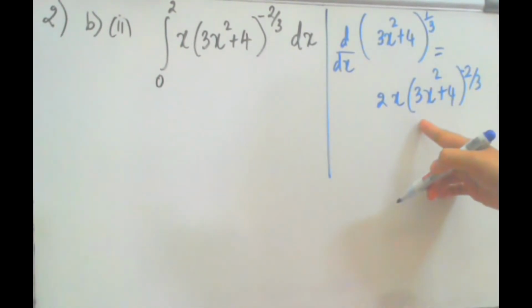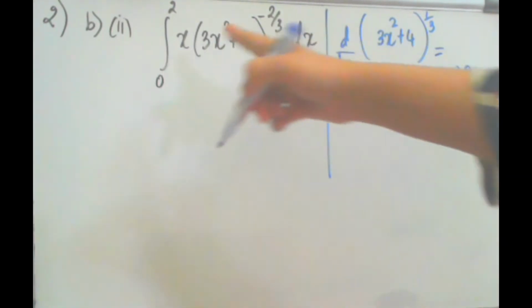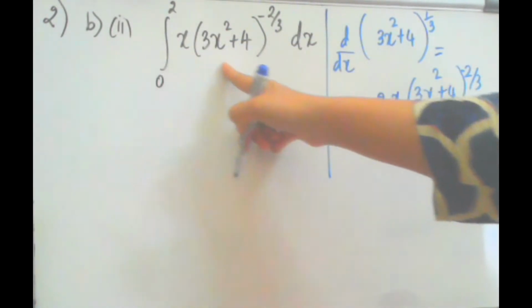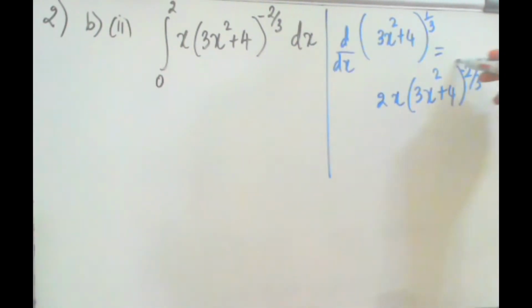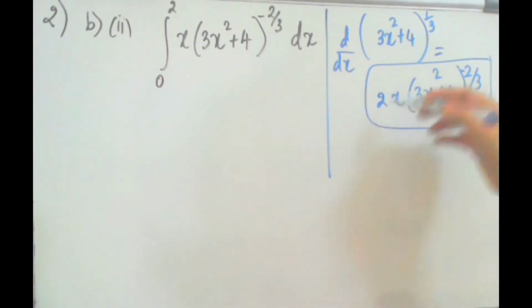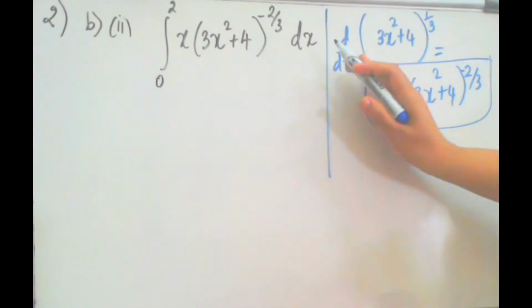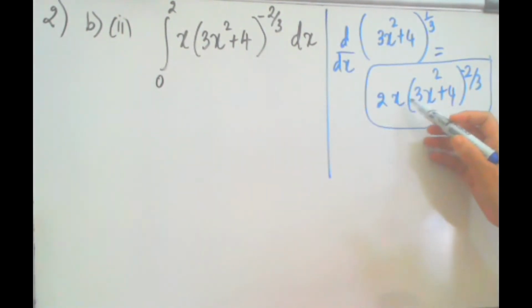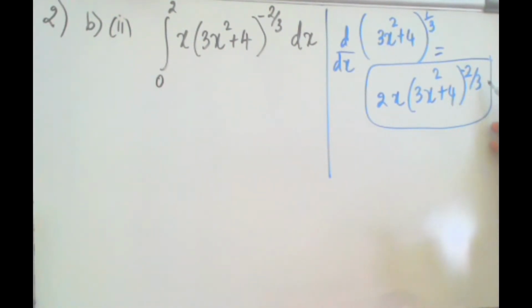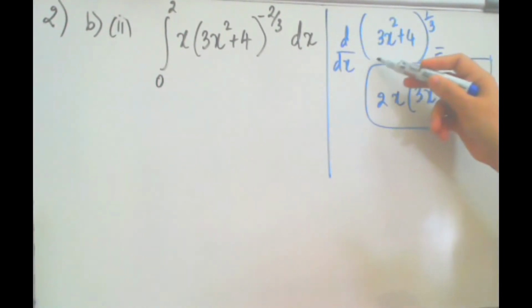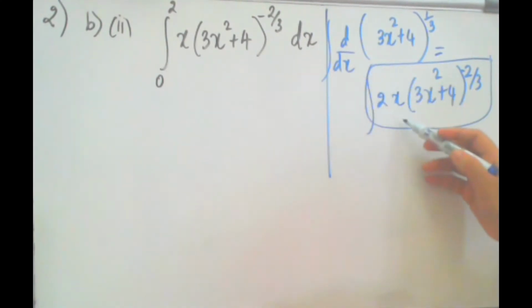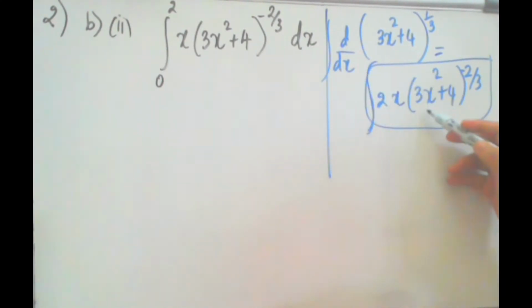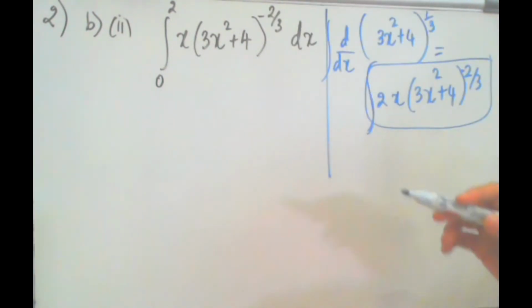So we found this here. Now look at the question carefully. We have to integrate this one, which looks exactly like this except for the 2 there. So if we forget the 2 for a moment, it is x times (3x² + 4) to the power of minus 2/3. So that means we are integrating both sides. If we put an integral sign, it looks exactly like this question.